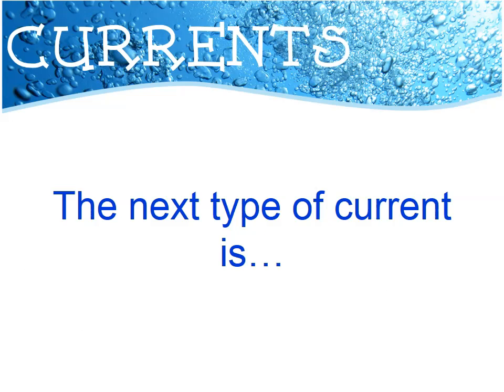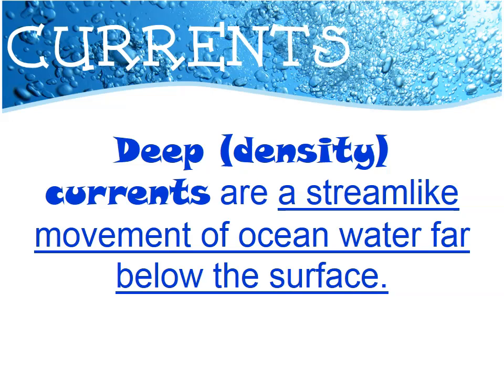Now we're going to move on to our second kind of current, which is called a density current. Now this is one of those things that you'll see worded different ways. Some places refer to them as deep currents. I will tend to refer to them as density currents, but all they are is stream-like movements of water far below the surface.